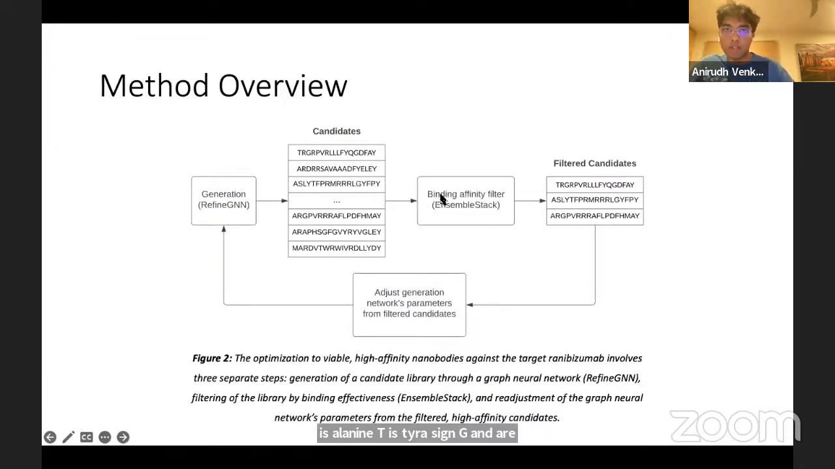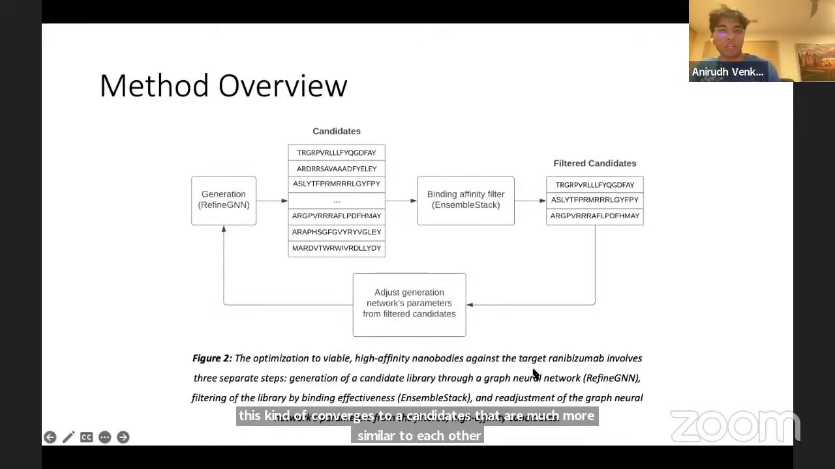This passes then through a binding affinity filter. You have this other algorithm that I created called EnsembleStack, which I'll go through later, in which it takes these candidates of the CDR3 sequence and is able to predict how well they would perform as part of the nanobody framework and test it against the antigen. If the binding affinity is high, it passes through this filter and is used to readjust the parameters of the generation algorithm. So over multiple generations, you're able to see that this generation algorithm gets re-parameterized such that candidates over time become higher and higher affinity. And this converges to candidates that are much more similar to each other.